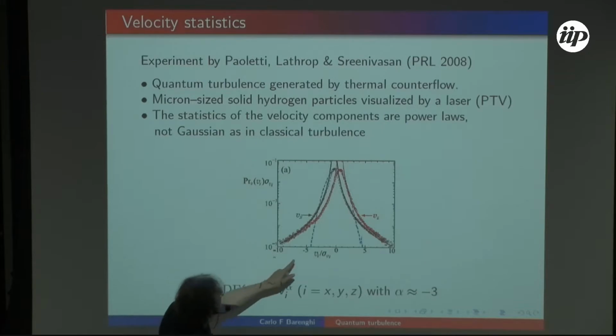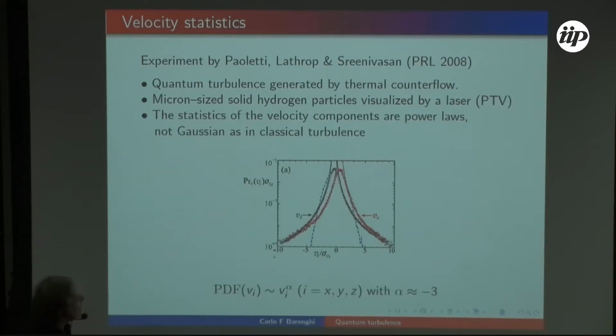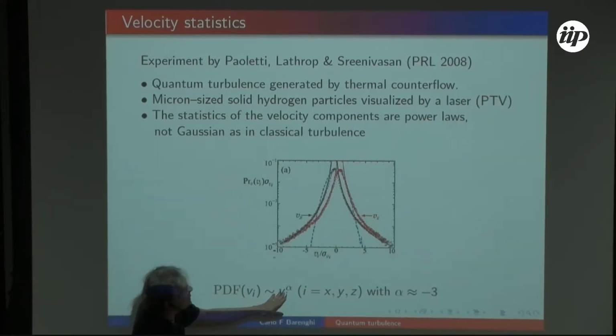And the Gaussian fit to the data would be the blue line, which is underneath. So definitely it's not a Gaussian. It's a power law behavior. It scales like essentially the velocity to the power -3.